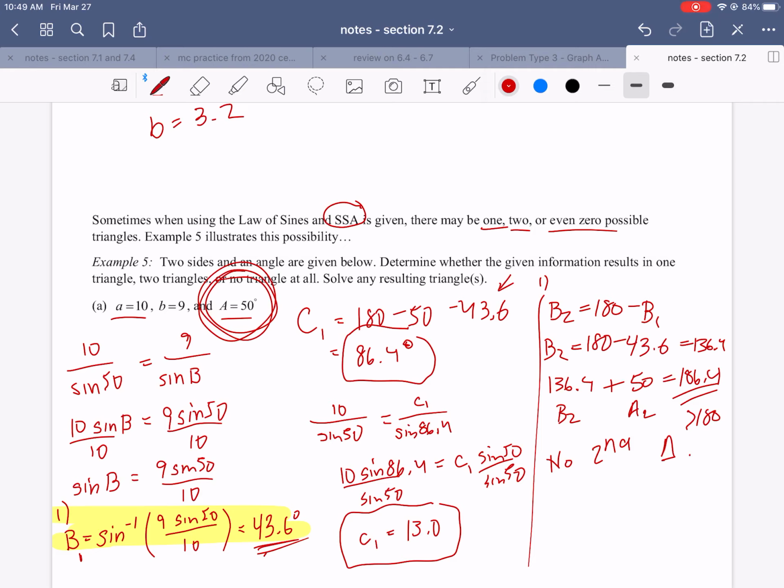But there is one triangle, and we went ahead and solved for it. We got our capital B1 here, our C1 was here, and our little c1 was here, and that went along with the three pieces of given information that were given in part A.